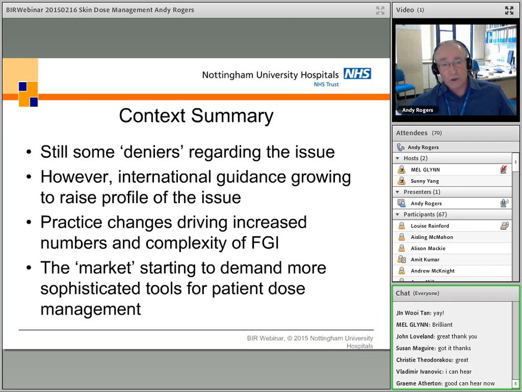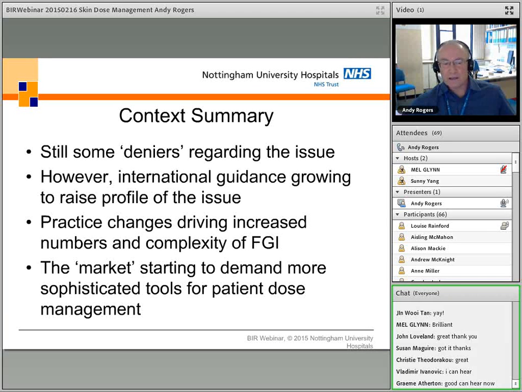So in terms of the context, let's just summarize where we are. We've still got some deniers, although hopefully I certainly encounter that less and less, and I think more people are educated to the issue now. Certainly at an international guidance level, we're seeing loads more stuff coming out. And just recently, there were two things that came out of the States. There was NCRP Statement 11, which has come out about interventional and how to manage it, talking about quality assurance and peer review, and a big Environmental Protection Agency report, which came out, I think it was last week.